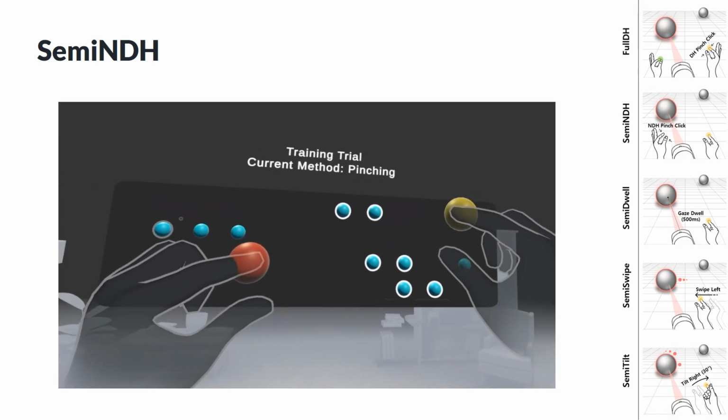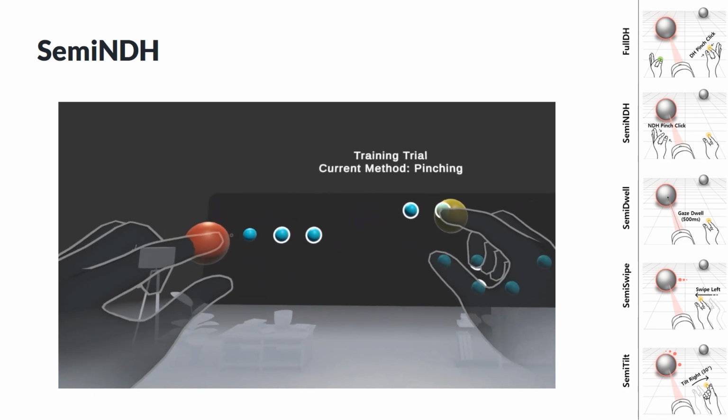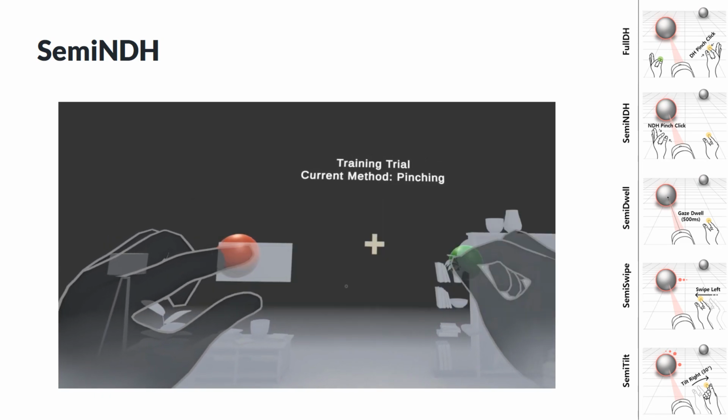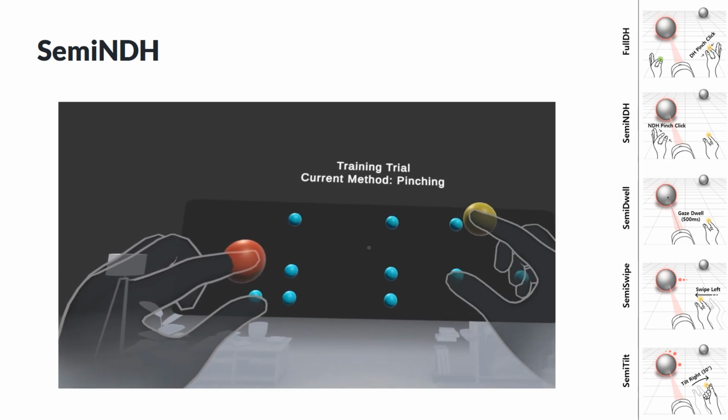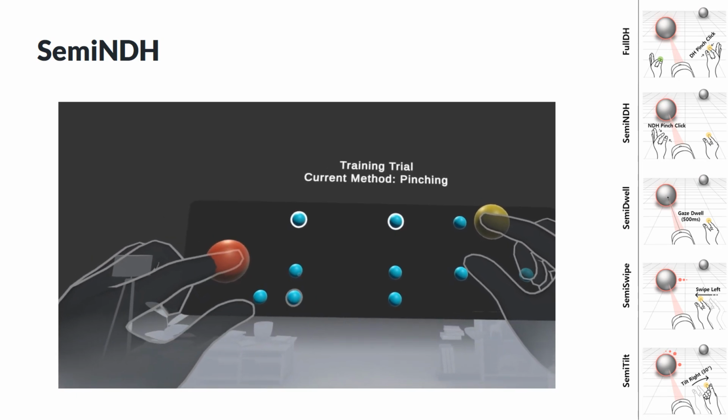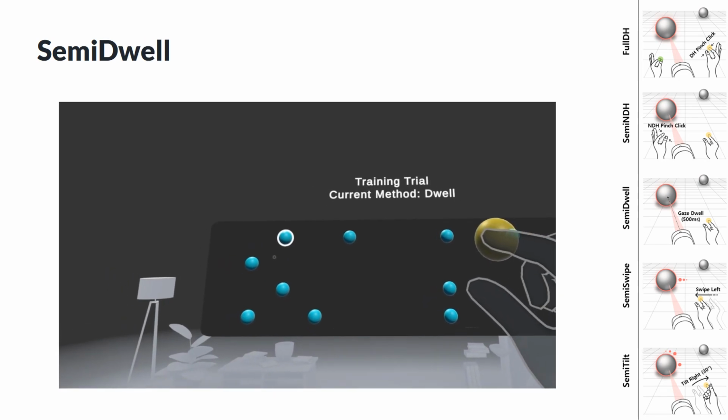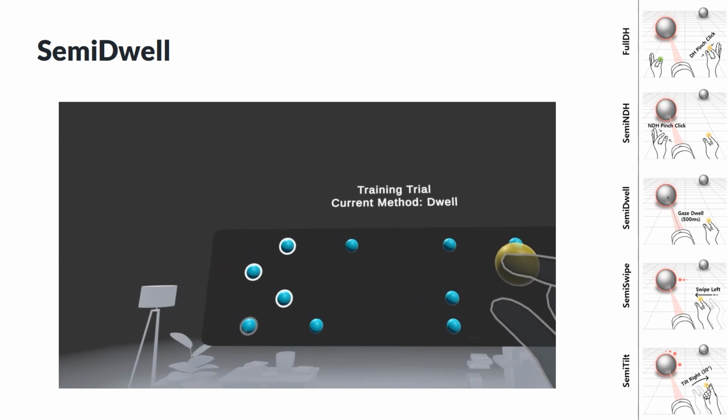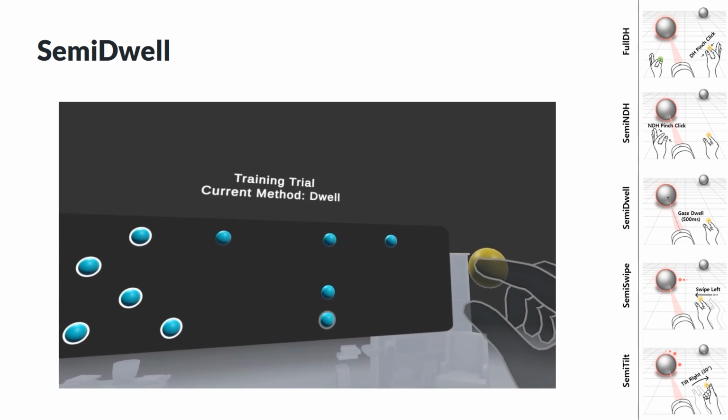For SemiNDH, users hold a semi-pinch with their dominant hand, which is the right hand, and gaze at the target. Then they can subselect by pinch clicking with the non-dominant hand, which is the left hand. For SemiDwell, users use gaze dwell for 250 milliseconds for subselection.